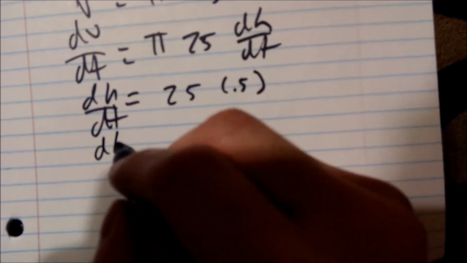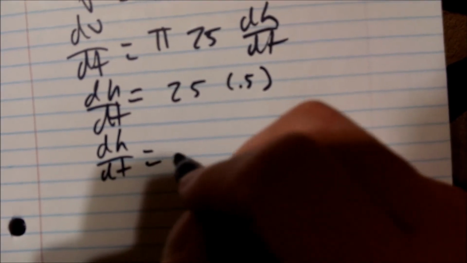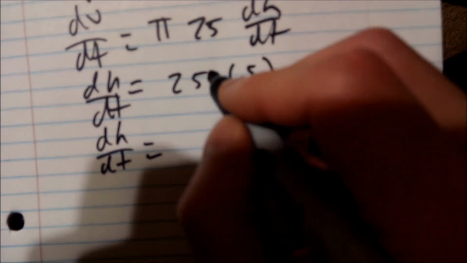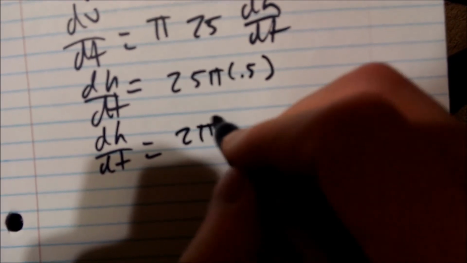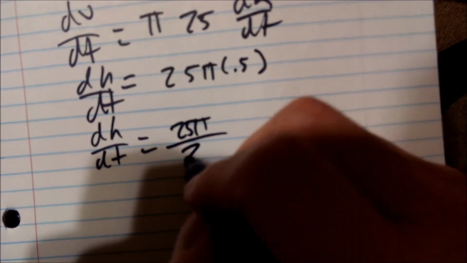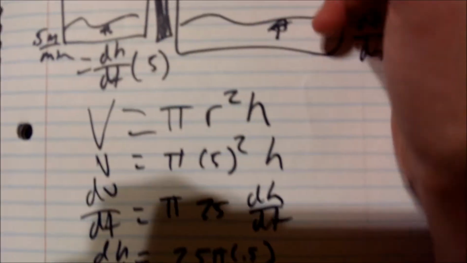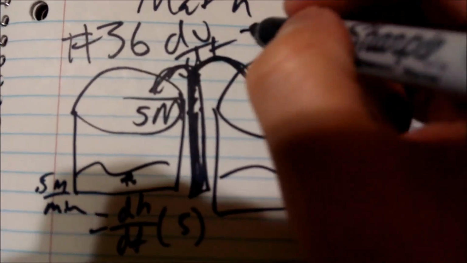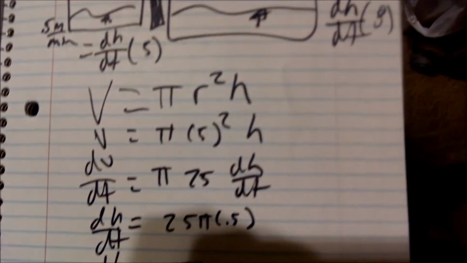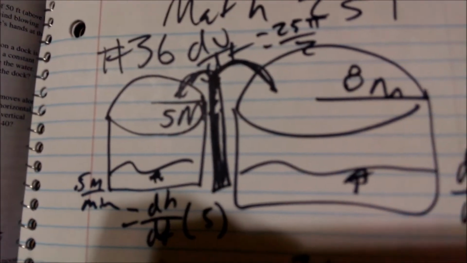Alright, so dV/dt equals 25 pi over 2. So this number up here equals 25 pi over 2. Alright, now that we've found dV/dt, we can find this dH/dt, which is what the problem asks us to find.